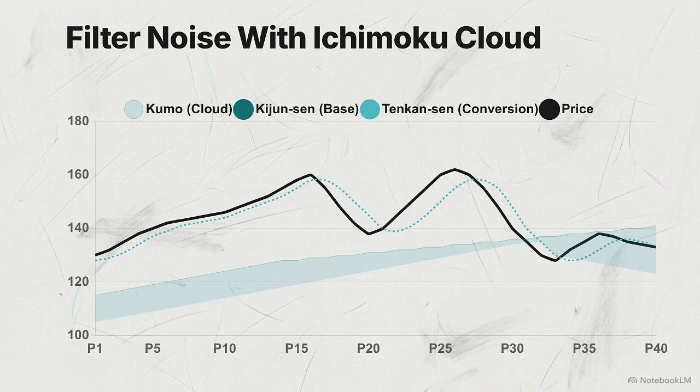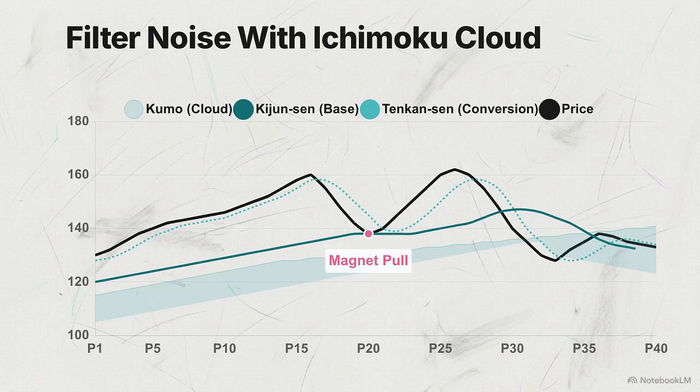Then comes the Kijun-sen, or baseline. Calculated over 26 periods, this line represents medium-term equilibrium. When price moves too far too fast, the Kijun-sen acts as the magnet price wants to return to. When the fast Tenkan crosses above the slower Kijun, it forms a golden cross, suggesting buyers have taken control. A cross below is a death cross, suggesting seller dominance.